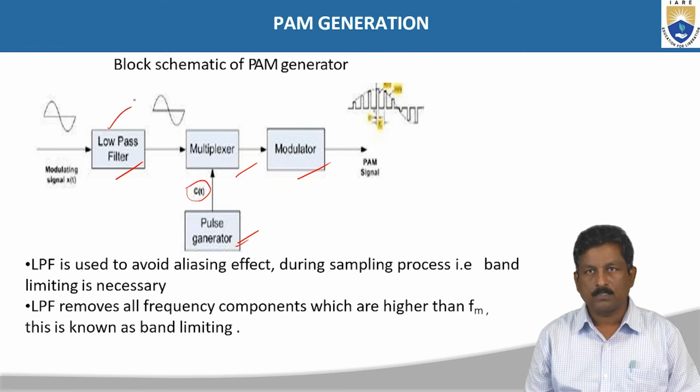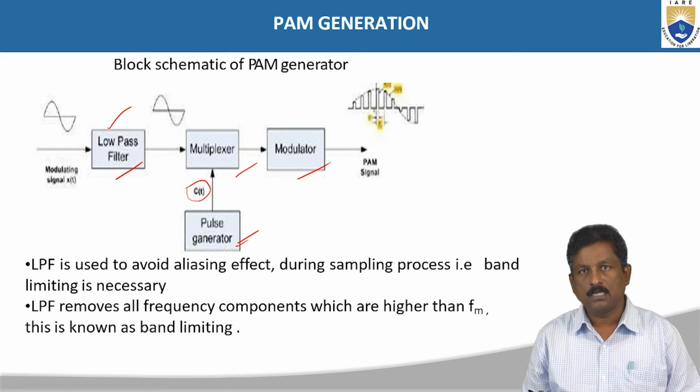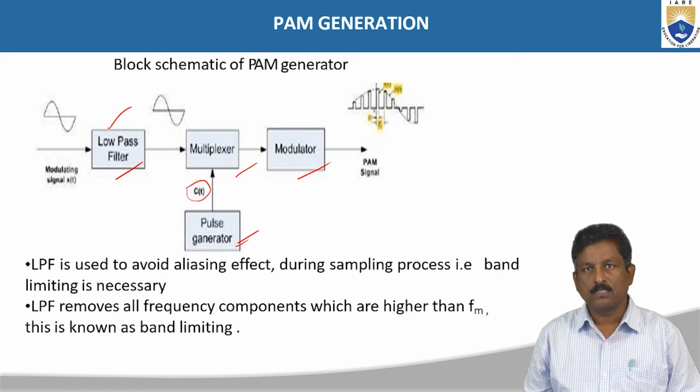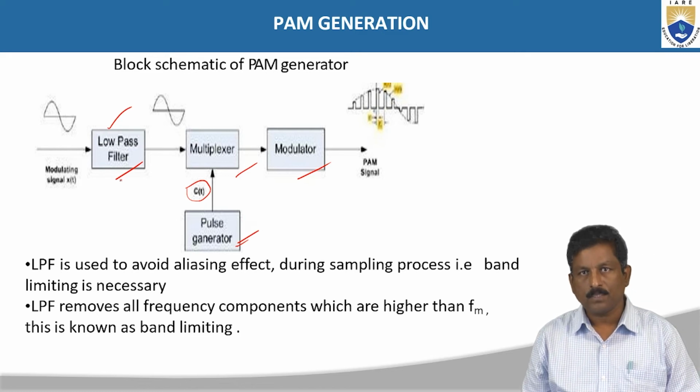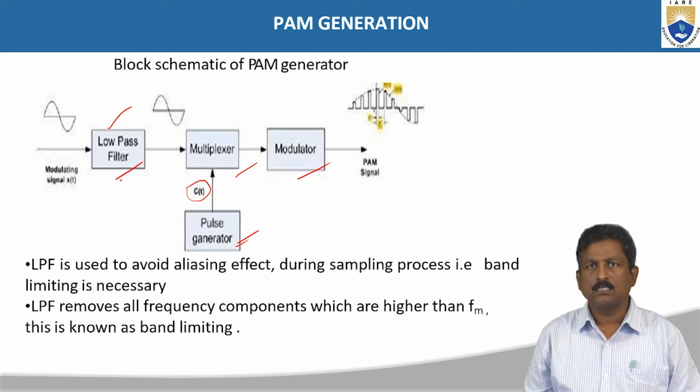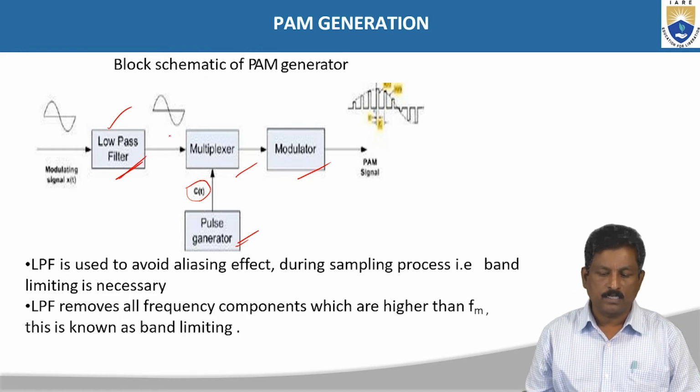What is the purpose of the low pass filter here? The modulating signal allows the audio signal frequency range, from 0 Hz to 20 kilohertz only. If the signal frequency is outside this range, by the operation of the low pass filter we can filter it. If the signal frequency is less than 20 Hz, that can be filtered. Similarly, if the frequency of the modulating signal is more than 20 kilohertz, that can also be filtered. That is the purpose of the low pass filter here.